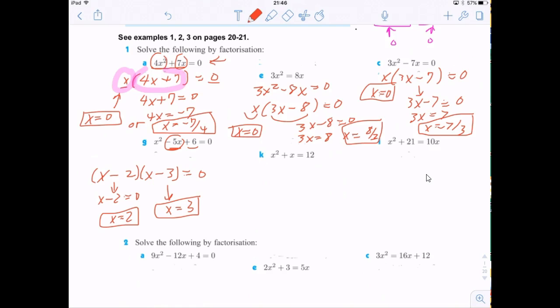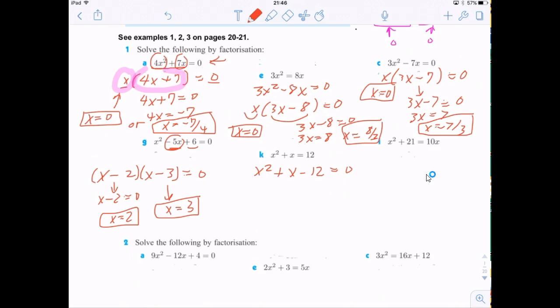So here, you might say, oh, I'm going to factor x out of here. Oh, whoa, look at the right side. It's not 0. So we need to get rid of the 12 on the right side. We're going to subtract 12 from both sides. So we're going to get x squared plus x minus 12 equals 0. Okay, we're going to factor this.